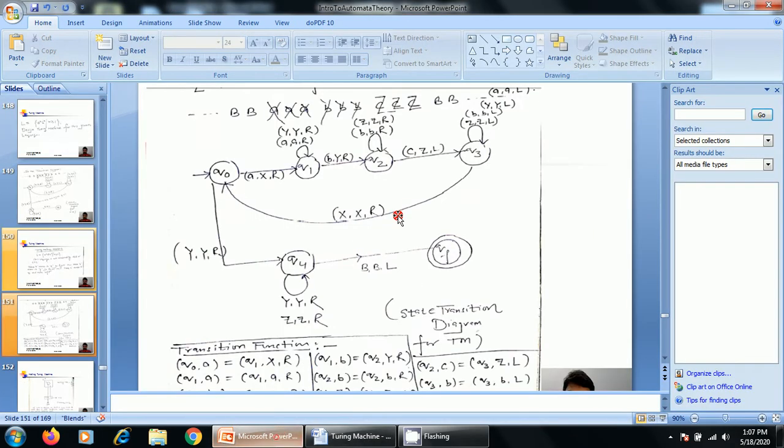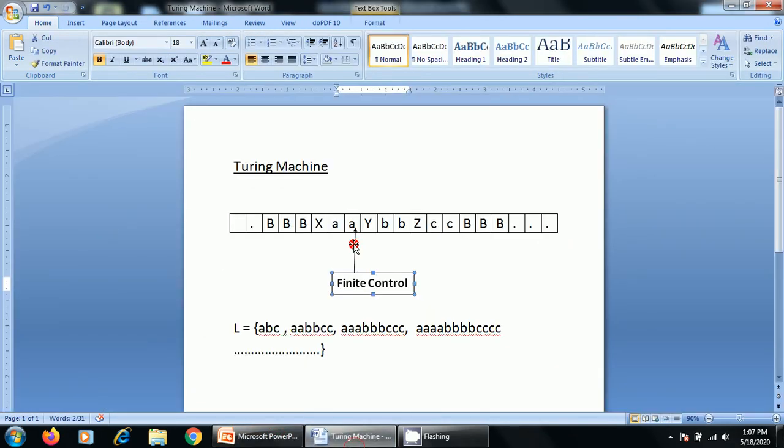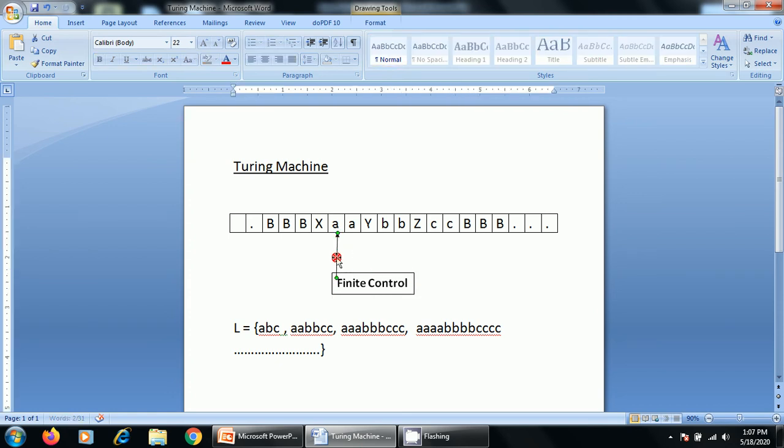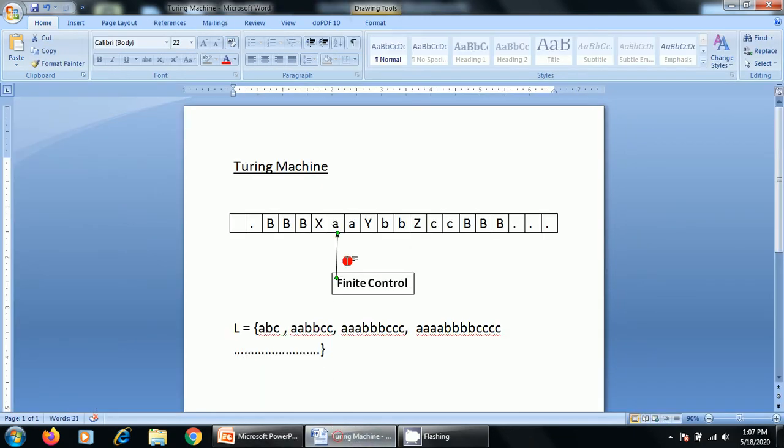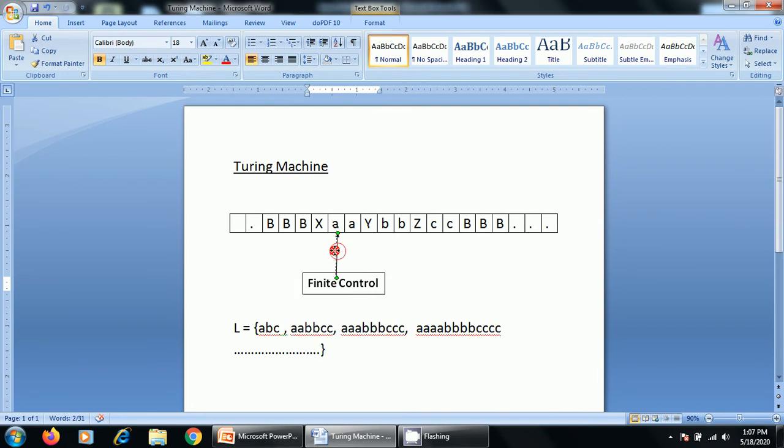If there is an A, keep it A and move left. There may be a number of A, that is why this is again a loop. Keep it A and move left. Now we are at this position X and we are searching for the first X.